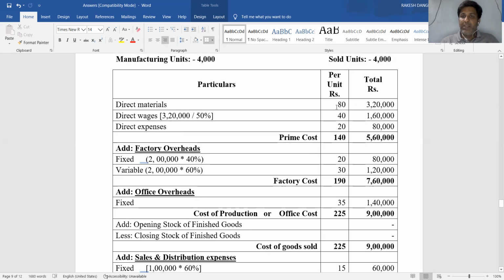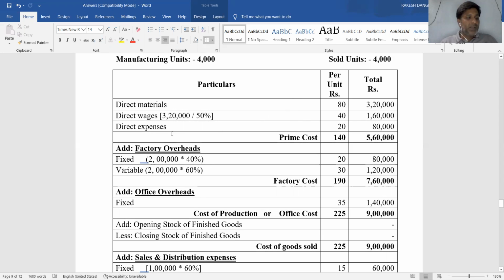How is it? It is 80 rupees multiplied by 4,000 manufactured units. Then direct wages. Here direct wages is 50% of material consumed. The material consumed is rupees 80, or in total amount rupees 3,20,000. So 80 multiplied by 50%, the answer remains the same, per unit rupees 40. So 40 multiplied by 4,000 will be 1,60,000.